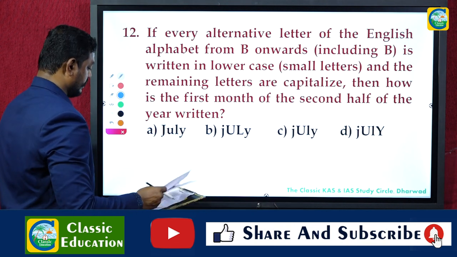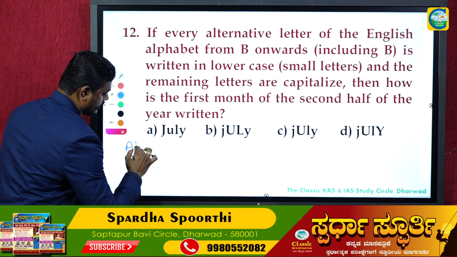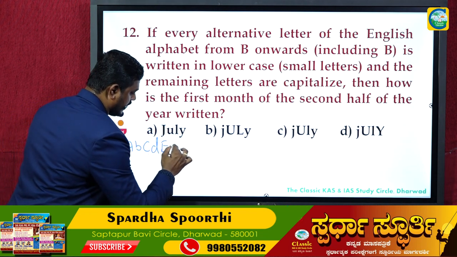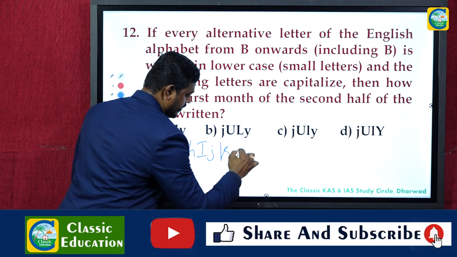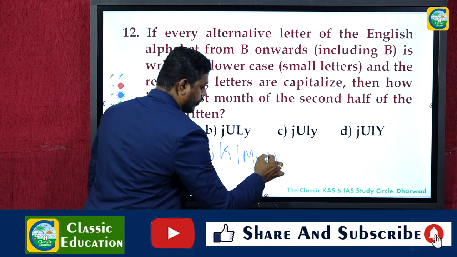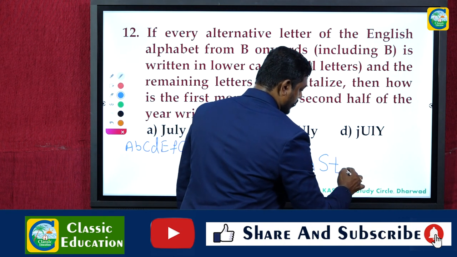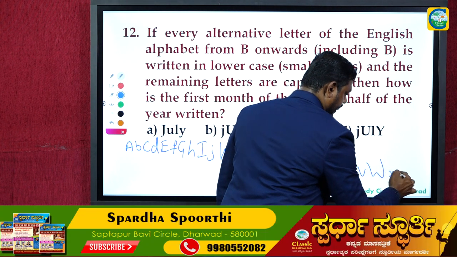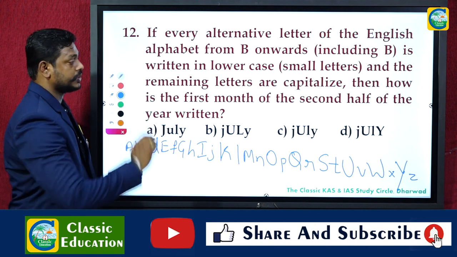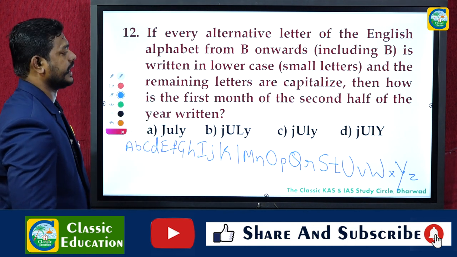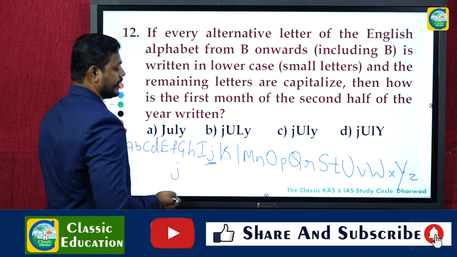They have given the English alphabet from B onwards, including B. So here it is A, then B, then C capital, D, E, F, G, H, I, J, K, L, M, N, O, P, Q, R, S, T, U, V, W, X, Y, Z. Now, one capital letter, then one small letter, as per the condition. Then how is the first month of the second half of the year written? July is the first month of the second half, so J is small.